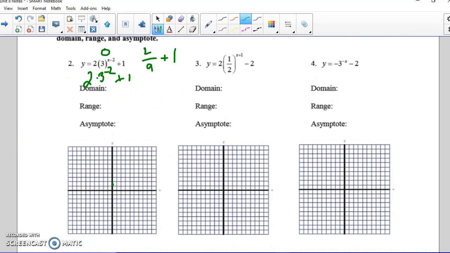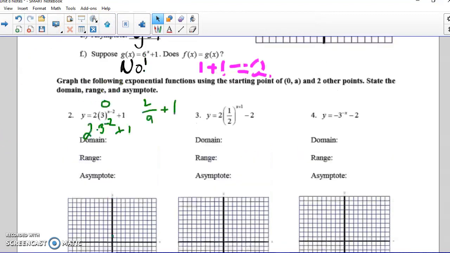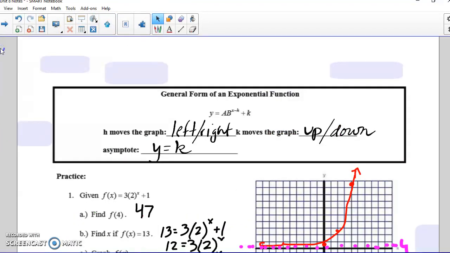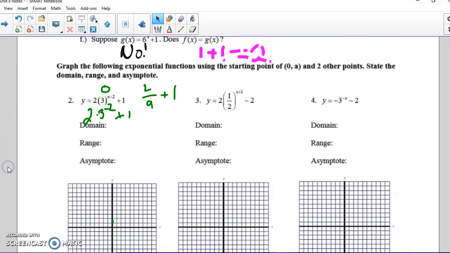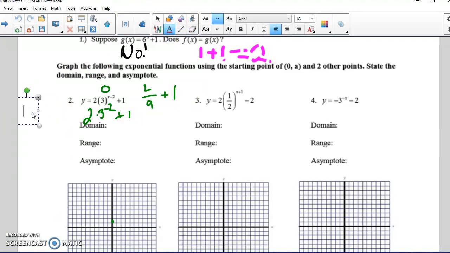Now let's think about what are the transformations that happen. So if we scroll back up, here's our general form, x minus h plus k. H moves the graph left or right, k moves the graph up or down. We have x minus 2, so that minus 2 will move it where? It will move it right 2. And then the plus 1 moves it up 1.